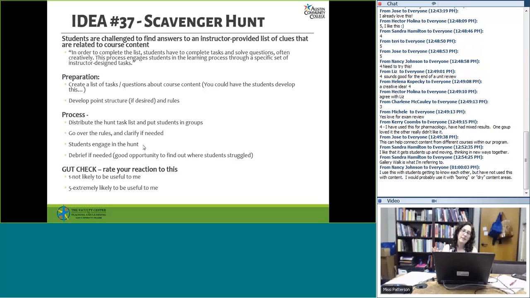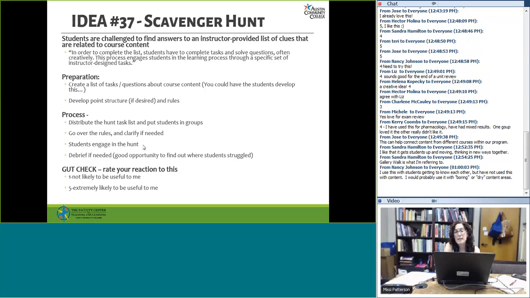And then the process, when you get to class time, you distribute the hunt list, you put students in groups, you go over the rules, you let them go. And at the end, it's nice to give your students a chance to talk about which pieces of information were harder to find, or things that they found surprising when there was a question and they were like, whoa, I was blown away by this answer. I wouldn't have expected that. So you can really get a good sense of how students are handling your course material by giving them time to share their experience of the scavenger hunt.